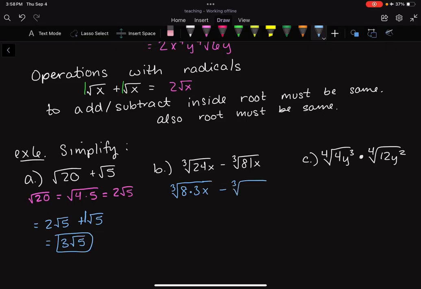The cube on this 81 would be 27, 3, and x. So 27 times 3 is 81. The reason I want 27 is because it's a perfect cube. And that's still in the root. So the cubed root of 8 is 2, and then this 3x is left over. The cubed root of 27 is 3, and then this cubed root of 3x is left over.